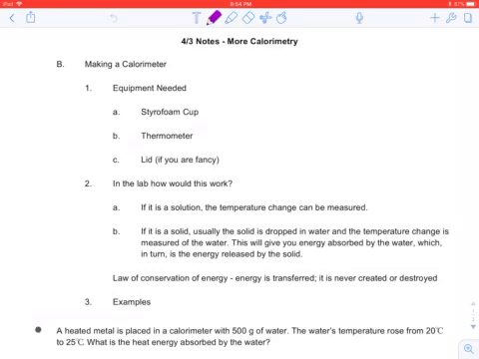This is 4-3 Notes. We're continuing our discussion of calorimetry. Last time we talked about calorimetry or specific heat calculations. Today we're going to spend a little more time talking about calorimetry, and we're going to start with making a calorimeter.